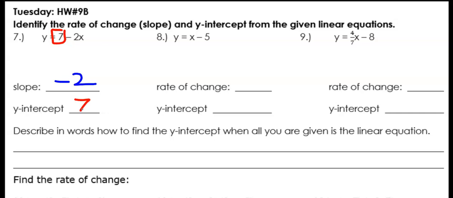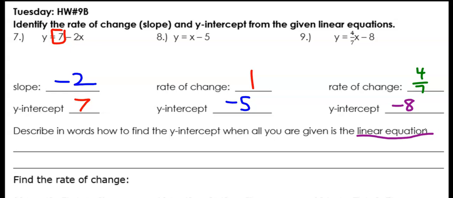In question number 8, the x has no coefficient number. Anytime your coefficient is invisible, the answer is 1. The y-intercept this time is -5. And for number 9, our rate of change, our coefficient of x, is 4/7. Notice I'm not writing an x here. X is not the slope, just the coefficient is. The y-intercept is -8.